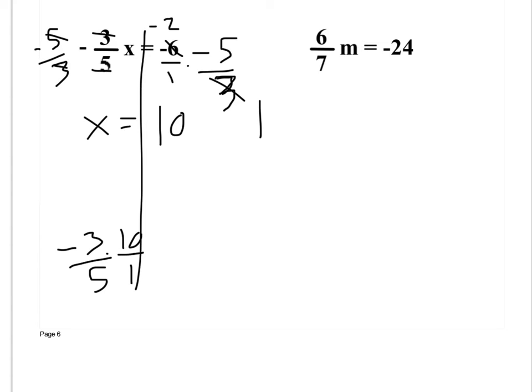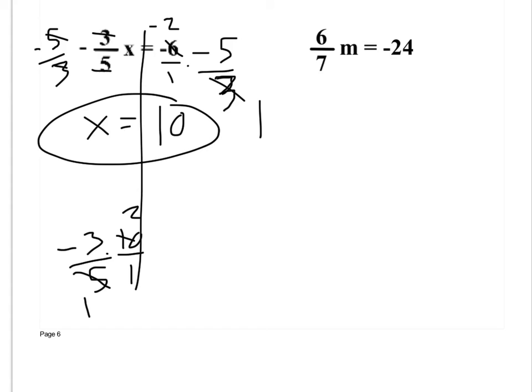I want to check my answer. Is there anything that can reduce there of -3/5 of 10? Okay, what's -3 times 2? -6. Is that what I got right here? Yeah. So what's my answer? x has to be 10.